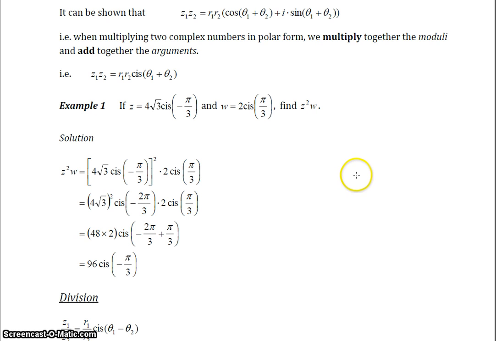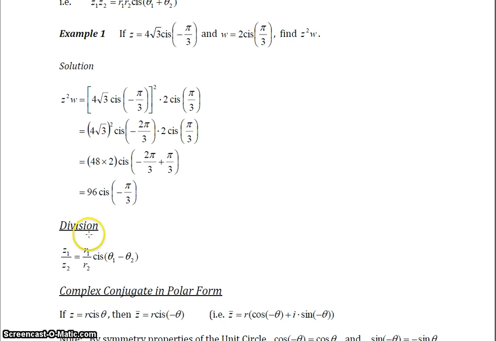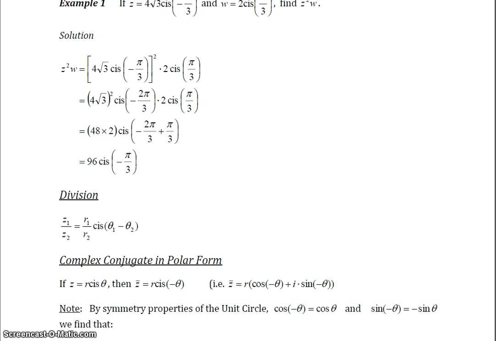So that's for multiplying. Division, what we do is a similar thing. When we're dividing z1 by z2, we divide our moduli and subtract the arguments. So it's just a very similar idea: divide and subtract rather than multiply and add. And now we look at the complex conjugate in polar form.